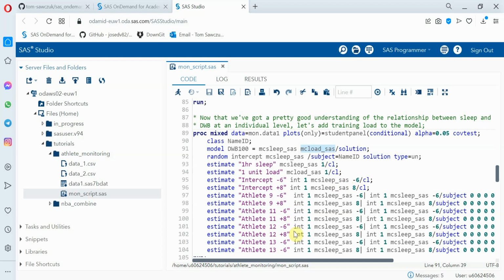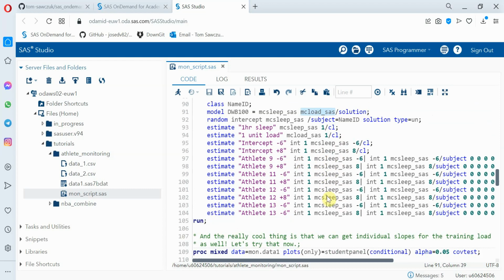And so these estimates may or may not be different to the estimates we've got before. I'm going to leave it for you to have a look, compare those two and see if there's any differences. So let's run the model.